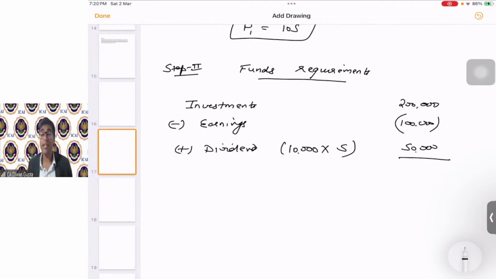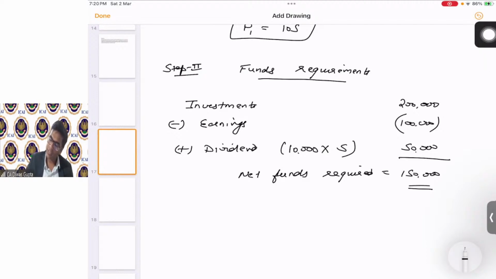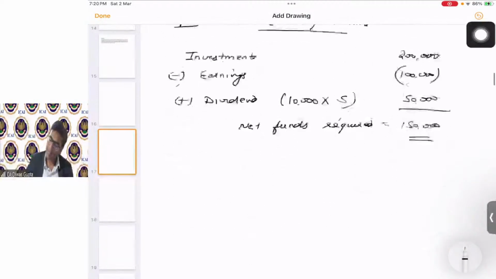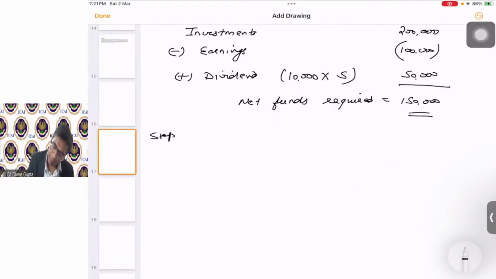For that also we need the funds. So it will get added to the funds requirement. And hence the net funds requirement is 1,50,000. Net funds required is equal to 1,50,000. So step 2 is done. Step 1 and 2 is done. Then let's come to step number 3.